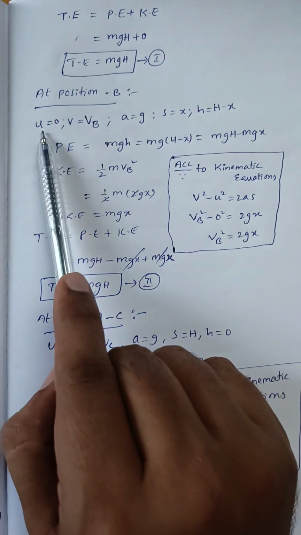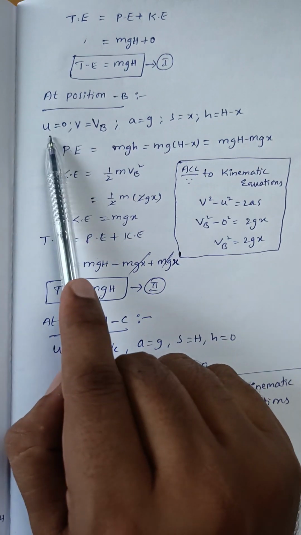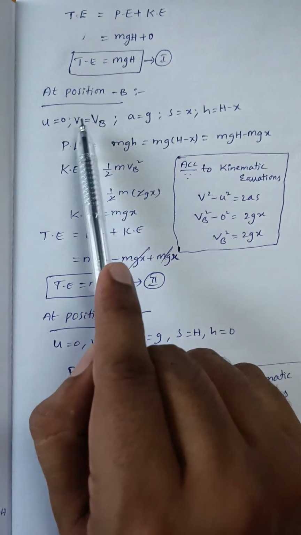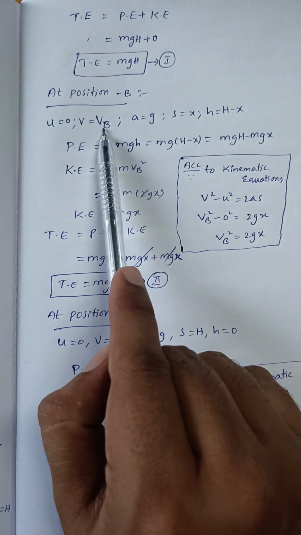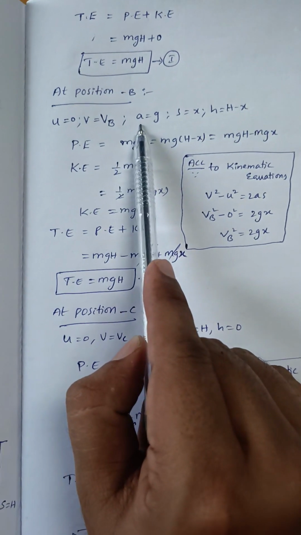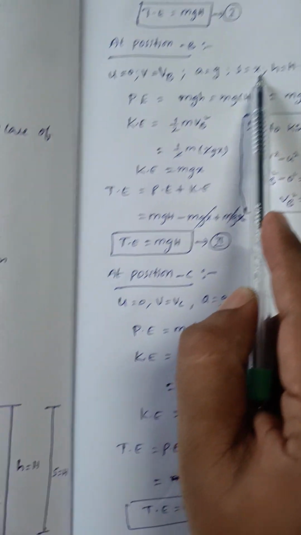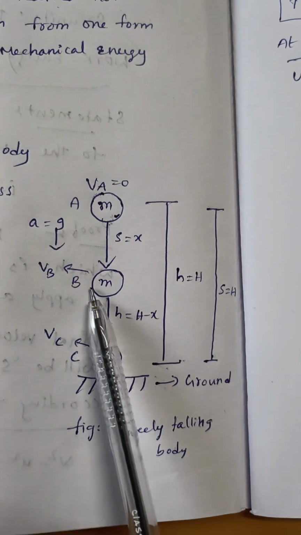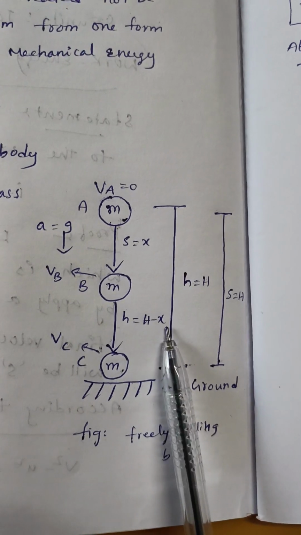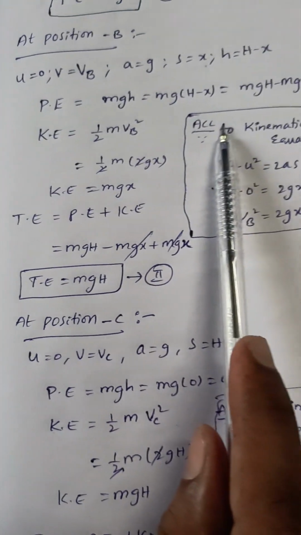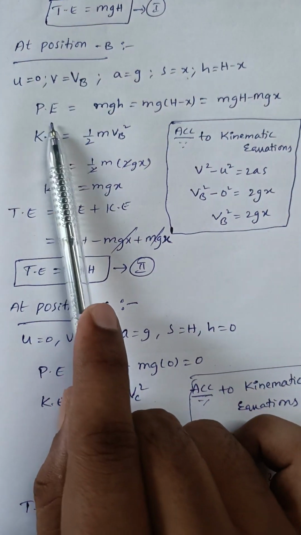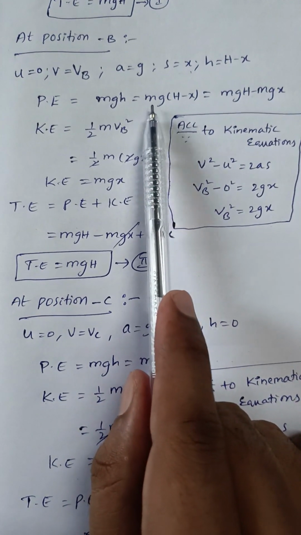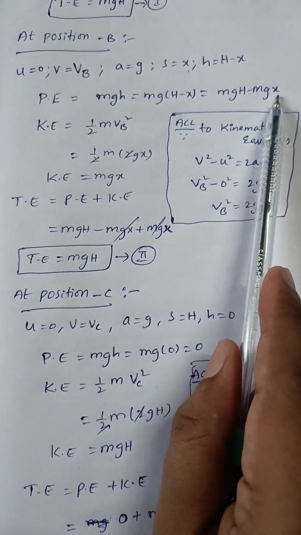At position B, we have u equal to 0, because the initial velocity when it is released will be 0. At position B, the final velocity will be vB. Here a is equal to g and s is equal to x. By this diagram, s is equal to x, and the height of position B will be h equal to capital H minus x. Now potential energy is equal to mgh. What is the h value? Capital H minus x. Multiplying mg with H minus x, we get mgH minus mgx.